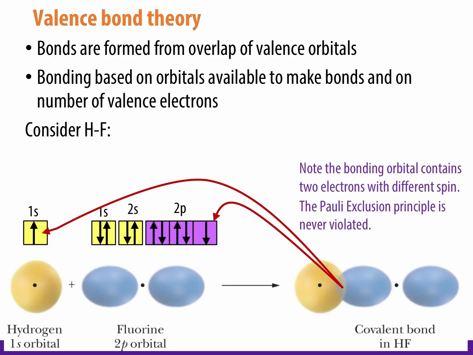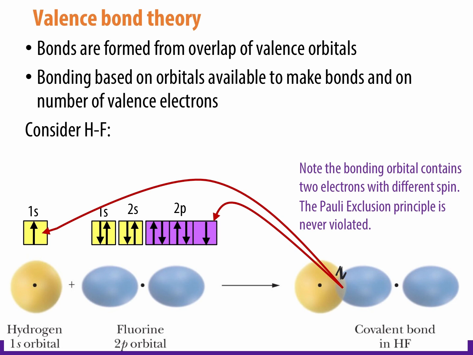Here's another example, for HF. So HF, if we look at that, we have a hydrogen atom with that 1s electron. Fluorine has a 2p orbital on it. We have a spin up electron here, a spin down electron here. When we bring those two together, we're going to now put two electrons into this space right here, where those two orbitals overlap. And again, one of our principles is we want to make the overlap as good as possible.